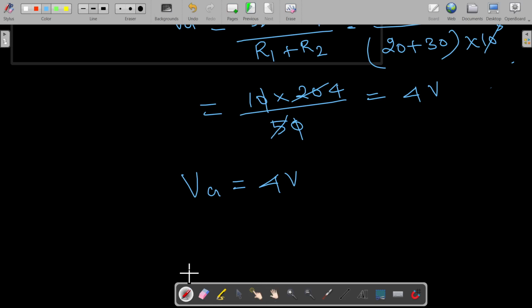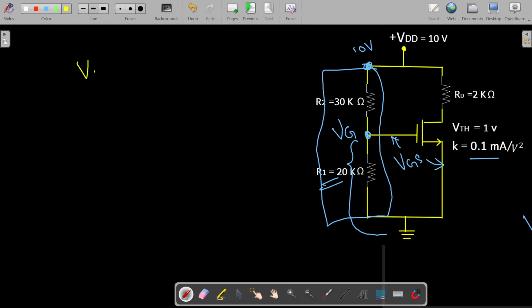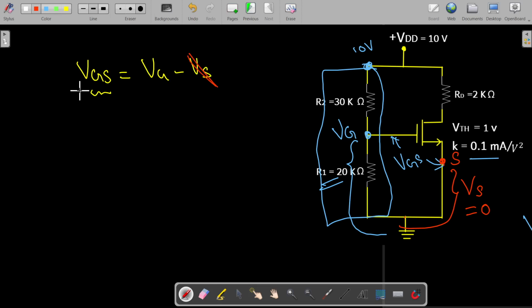But we need VGS, isn't it? So how to calculate VGS? VGS, using double subscript, can be rewritten using single subscript as VG minus VS. So what is this VS? This is your source point, from source to ground. The source is directly connected to ground, so this value is equal to 0. So VGS is equal to VG only, and this value is 4 volts.